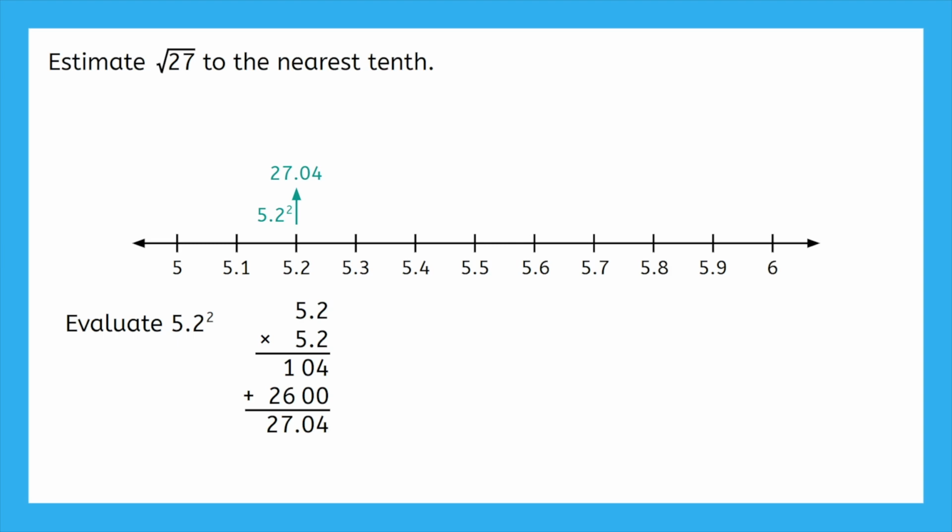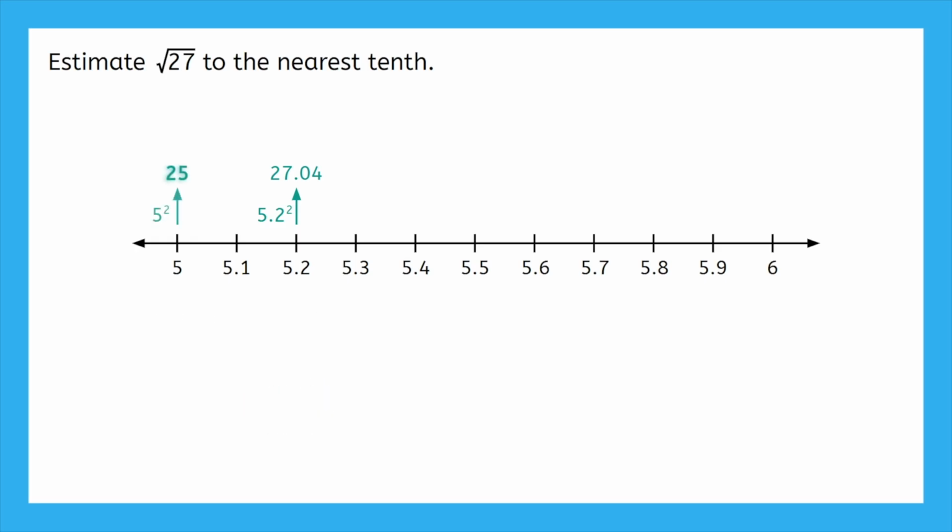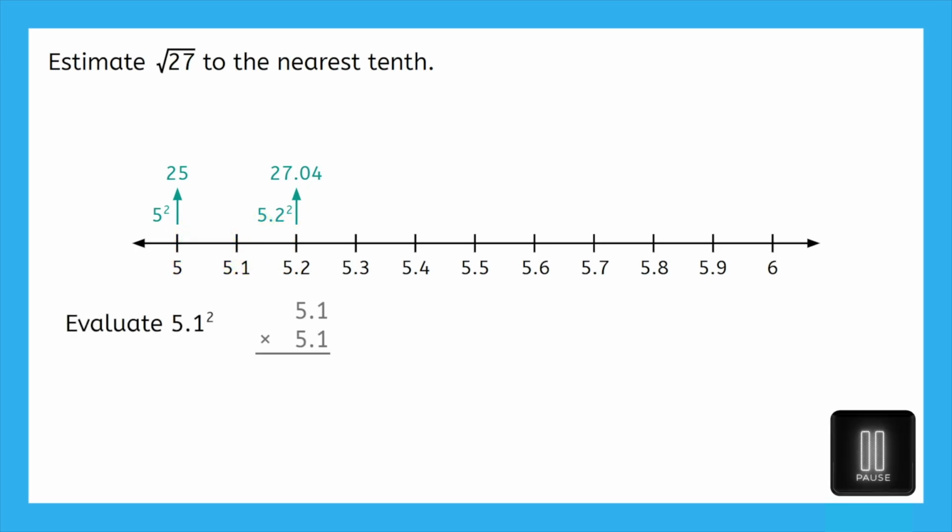But now we can shrink our sandwich. Since 27 is between 25 and 27.04, we now know that the square root of 27 is between 5 and 5.2. We're getting closer. Since 5.2 was too big, let's try 1/10 smaller, 5.1. Pause the video to calculate 5.1 squared.